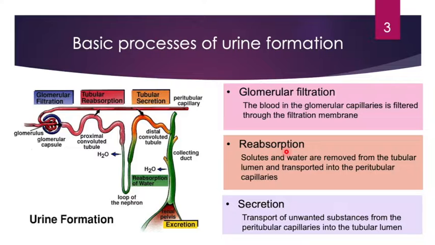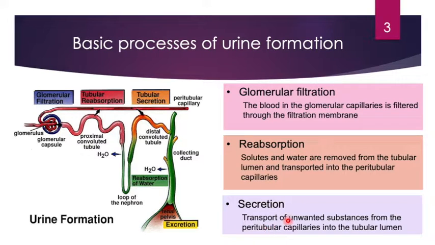Water and solutes such as sodium, chloride, bicarbonate, glucose, amino acids, and urea are removed from the tubular lumen and transported back into the peritubular capillaries. The reabsorption process occurs throughout the renal tubule. It depends on several factors such as the type of substances, availability of transporter, as well as availability of hormone.